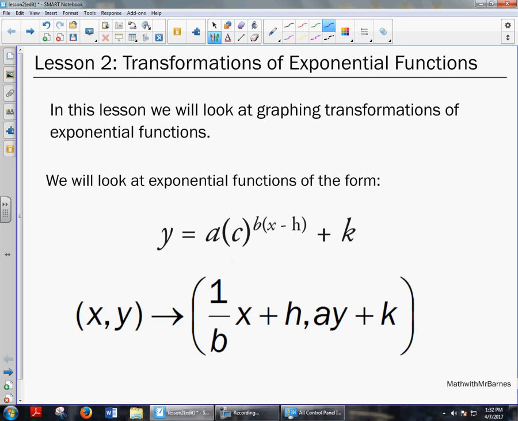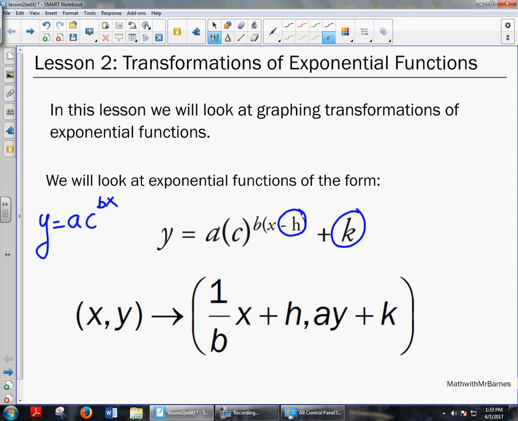Alright, so in this lesson I'm going to give you transformations of exponential functions. In the last lesson we looked at the basic form of exponential functions. Now we're going to expand on it. If you remember from the last lesson, we looked at y = a c^(bx). We're going to expand on that today by adding an h value and a k value. Hopefully that gives you a better idea of how this works.